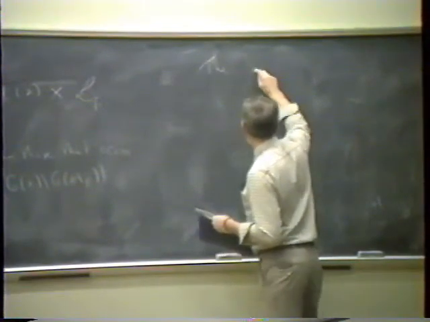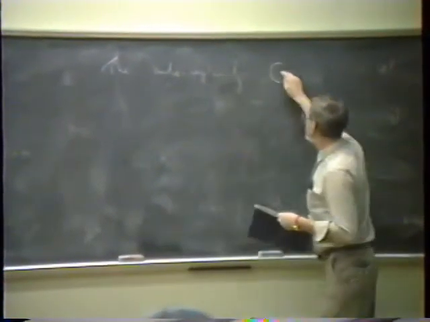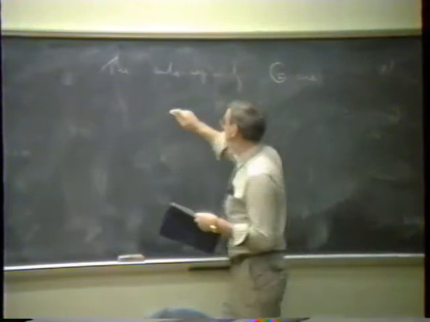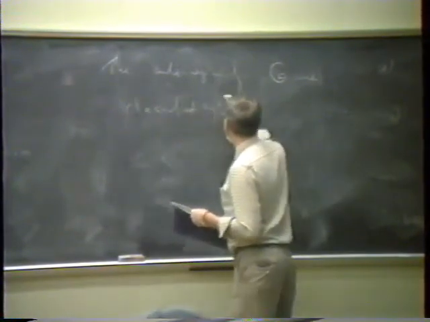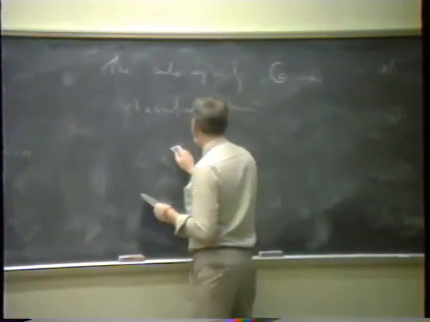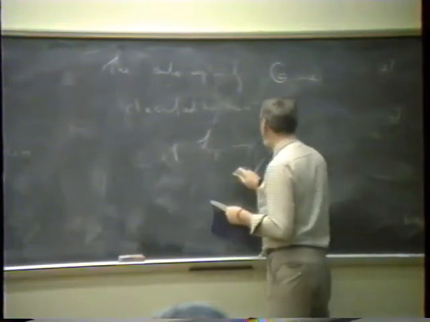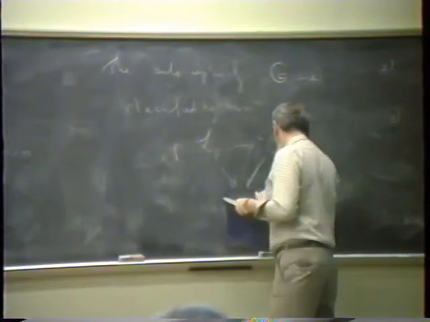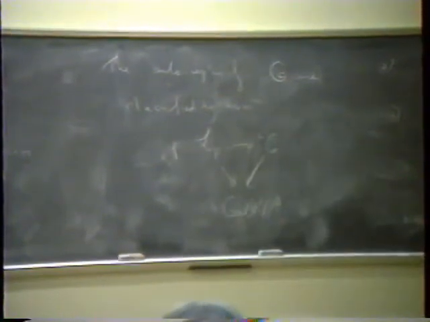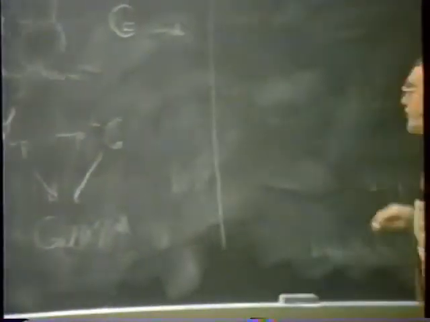We would like to say the automorphic representations of an arbitrary group G are classified by homomorphisms phi from L of f into GL, which are compatible with the mappings of both groups onto the Galois group. So this is a commutative diagram. We'd like to say this for any group G, in particular for U3.